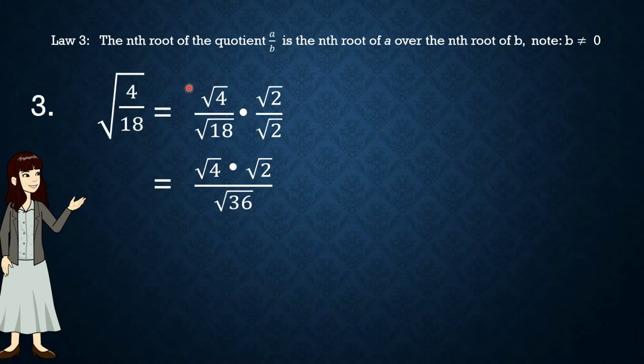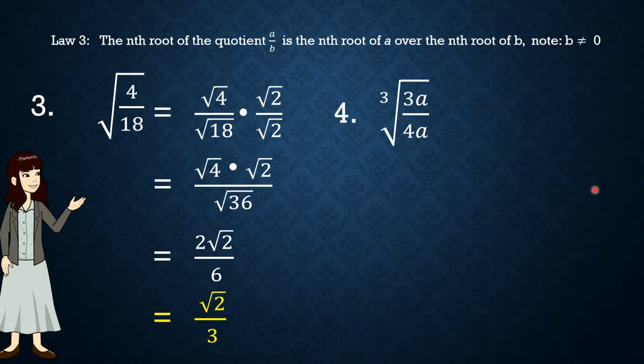When we multiply both by square root of 2, it becomes square root of 4 times square root of 2 over square root of 36. Square root of 4 is 2, then square root of 2 over 6, because square root of 36 is 6. And we need to simplify the 2 over 6. The final answer now is square root of 2 over 3.